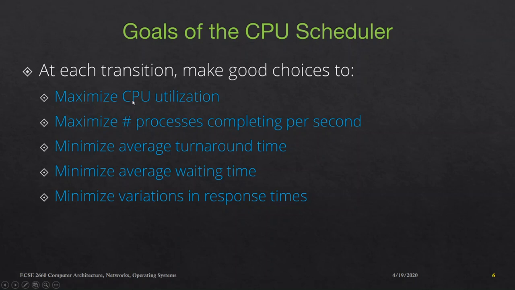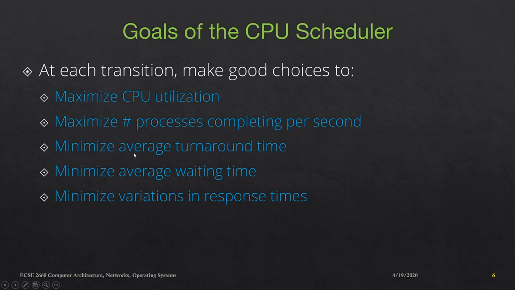So the difference between CPU utilization and throughput is that CPU utilization is about whether my CPU is waiting or not. So we do not want to spend too much time in the waiting state. In terms of throughput, it is strictly calculating how many processes are getting completed in a given amount of time.